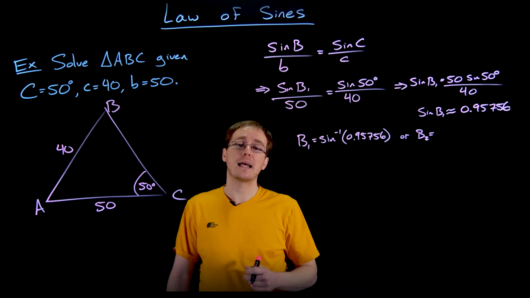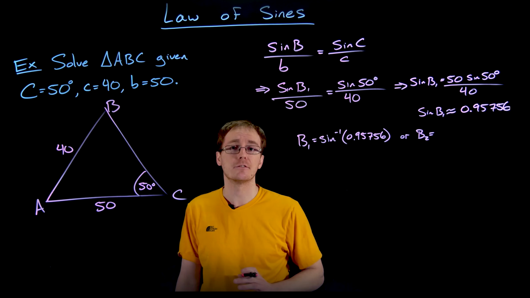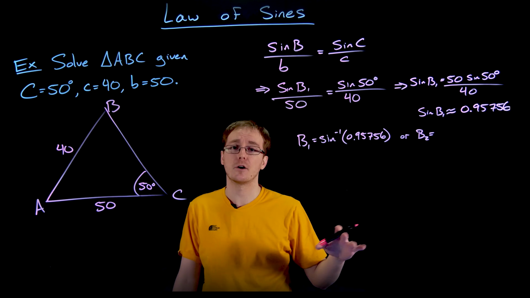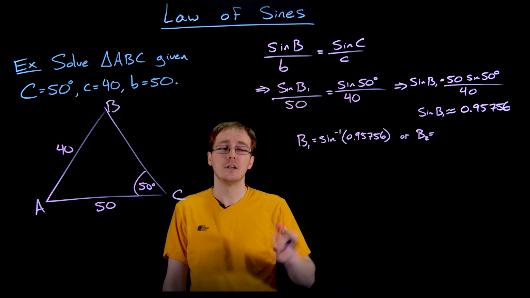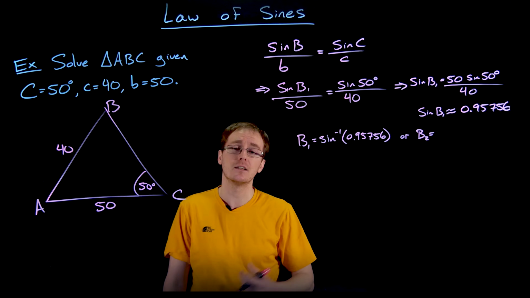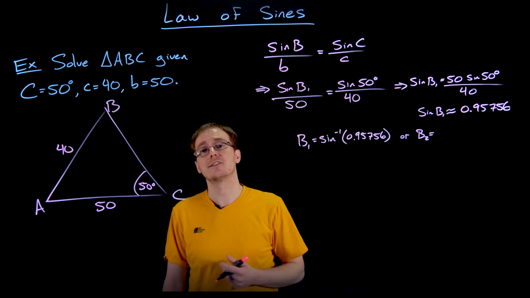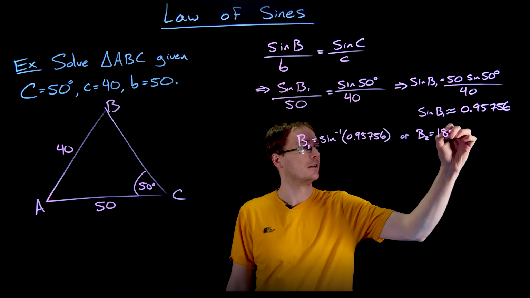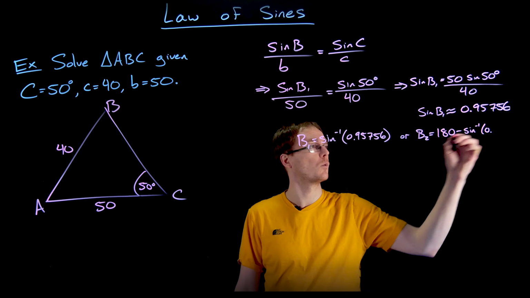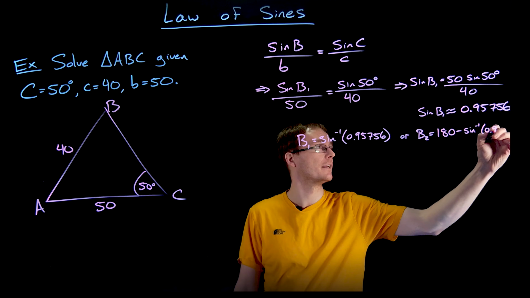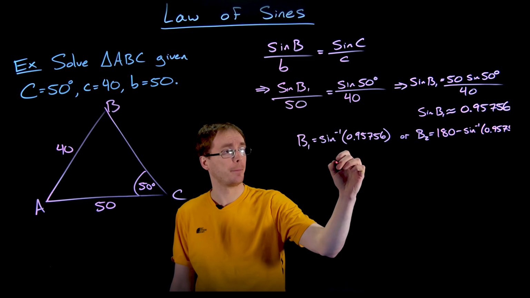To find that second angle, we have to go back to our unit circle and our trig functions. And remember, if we get one solution from a sine inverse equation, the other solution comes from pi minus our first solution. But that was our setup when we were working with radians. For a lot of these triangle problems, we're working in degrees. So instead of the second solution coming from pi minus our first solution, our second solution is going to come from 180 minus our first solution, or in this case, 180 minus sine inverse of 0.95756. So that's an important thing to remember.